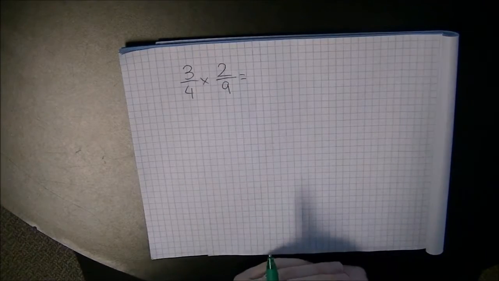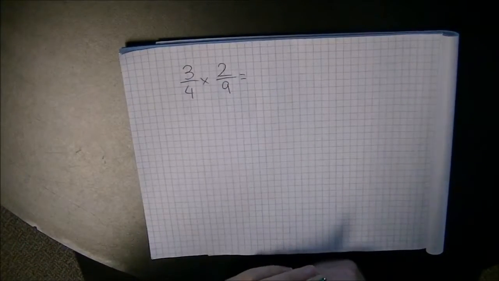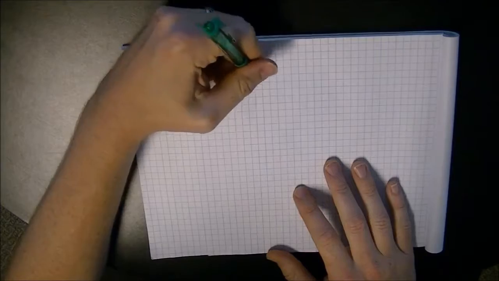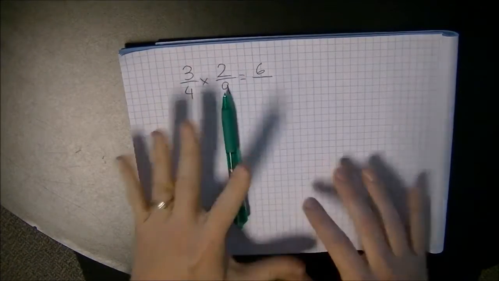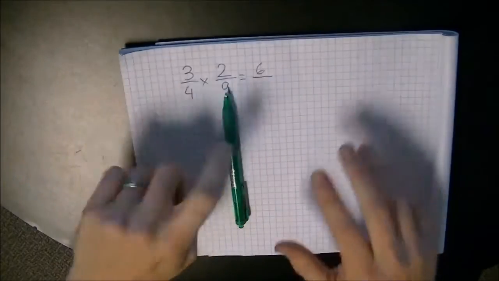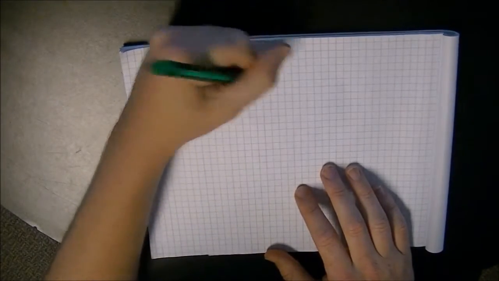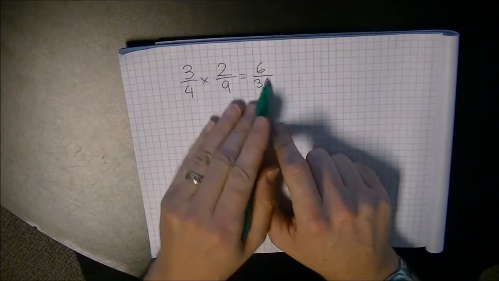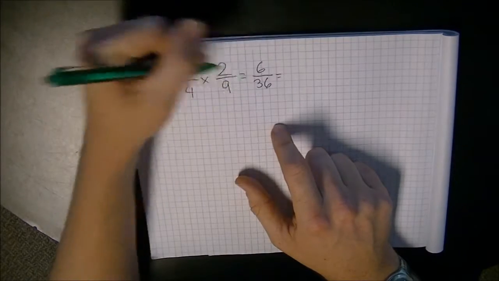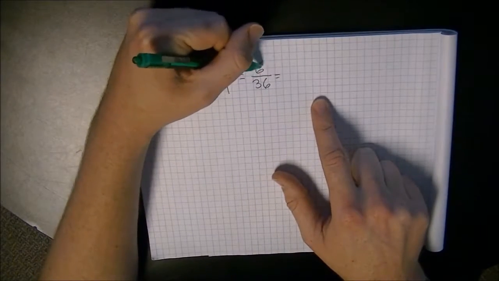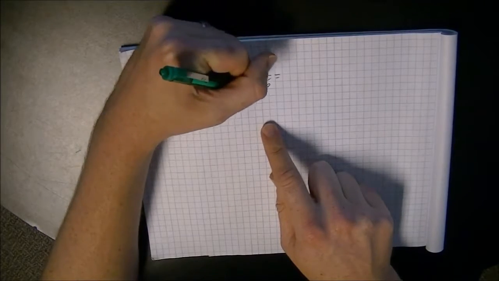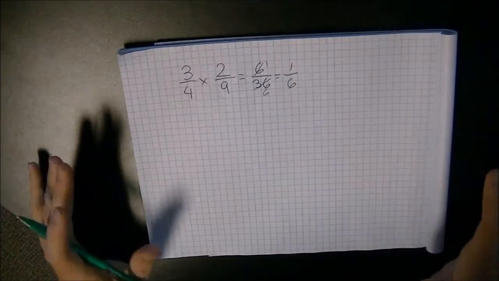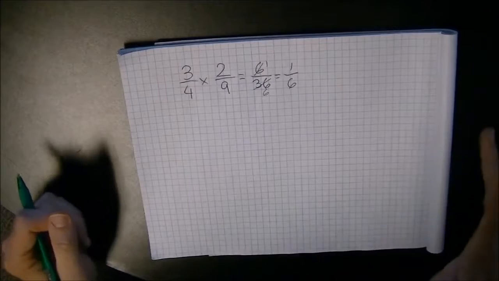All right, so here's another example. We have 3/4 again, but this time we're multiplying by 2/9. So if we follow what we did before, we have 3 times 2, and that's 6. And now we have 4 times 9, so that's 36. Hopefully you recognize that 6 goes into both of these numbers, so there's a cancellation to get this into lowest terms. 6 goes into itself once and into 36 6 times, so we're left with 1/6. Okay, so that is one way to solve this problem.